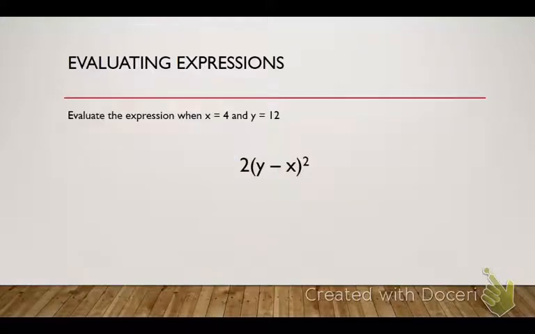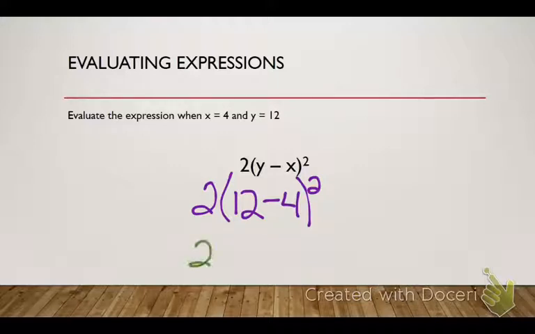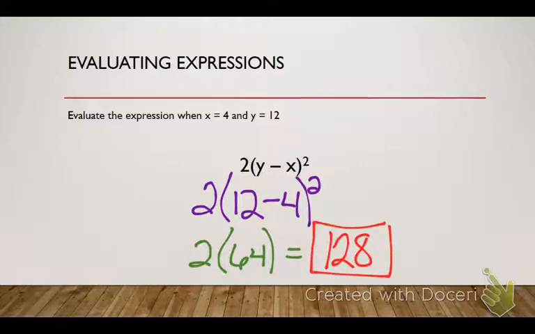All right, now we're doing another evaluation, evaluating the expression when x equals 4 and y equals 12. All right, so we do 2 times 12 minus 4 squared. Well, what's 12 minus 4? 8. And what's 8 squared? 64. So 2 times 64. 128. Exactly. Good job, 128.